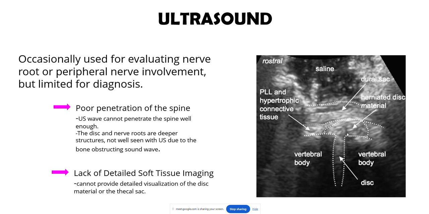This is an example of herniated disc material in ultrasound image. This one is the vertebral body, disc, and this one is the herniated material.